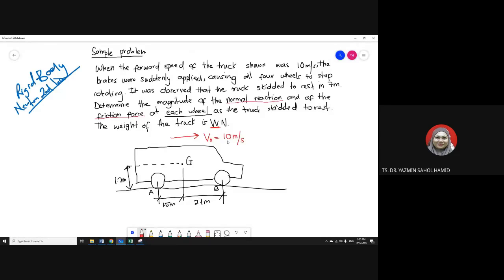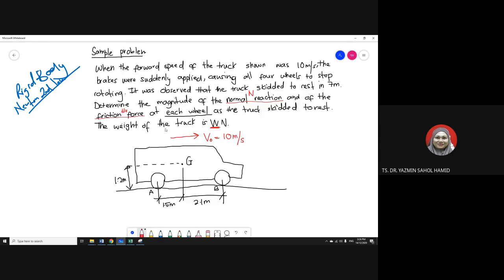Okay, so it was observed that the truck skid. So dia skid to rest in 7 meters. Maksudnya the truck was moving until it reached 7 meters. So when it reached 7 meters, they stop. Okay, now the question is determine the magnitude of the normal reaction. So dia nak N. So normal reaction tu adalah N. Okay. N of the friction force. Friction force, apa simbol friction force? Mu K. At each wheel as the truck skid to rest.